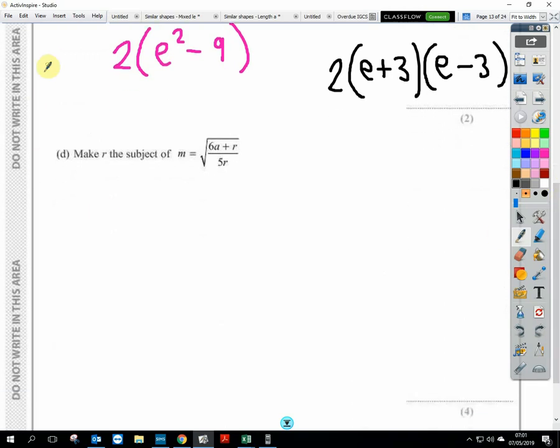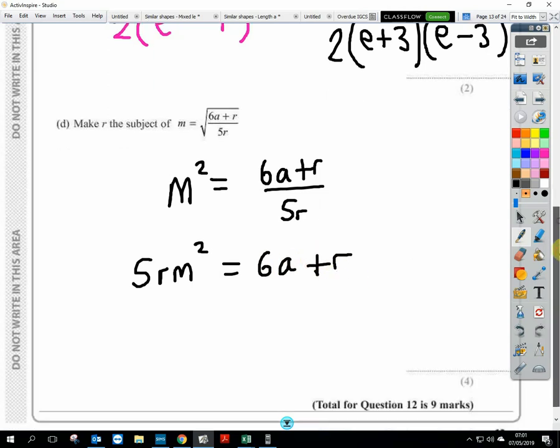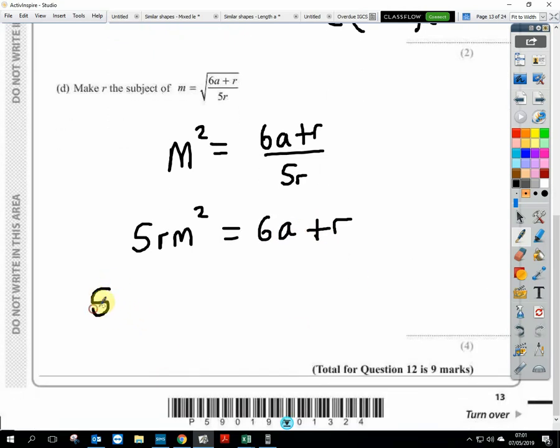Okay, make r the subject. So in order like this. It's all trapped inside a square root, so we need to square both sides initially. So if we square both sides, we get m squared equals 6a plus r over 5r, times both sides by 5r. So 5rm squared equals 6a plus r. Gather all your r's on one side. So 5rm squared minus r equals 6a.